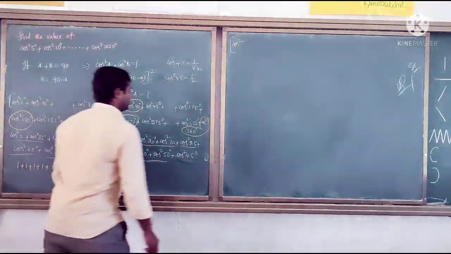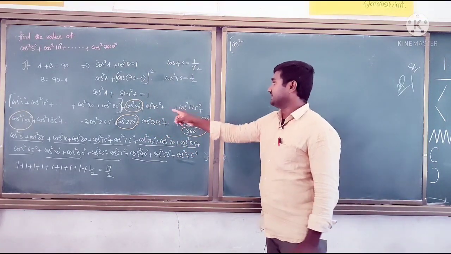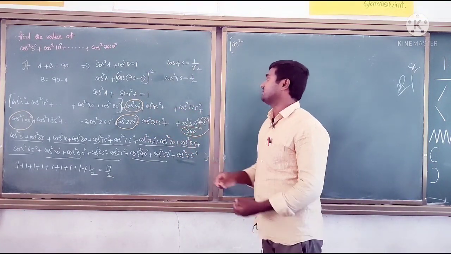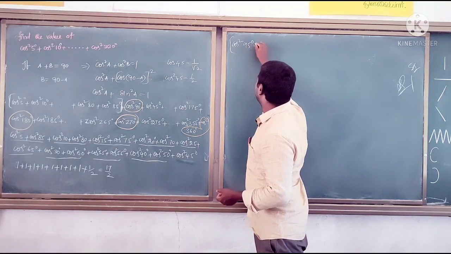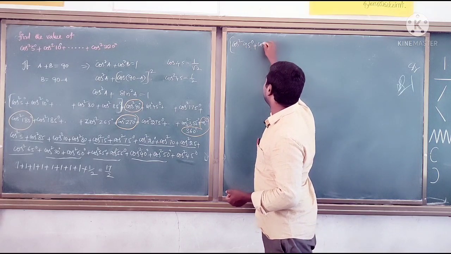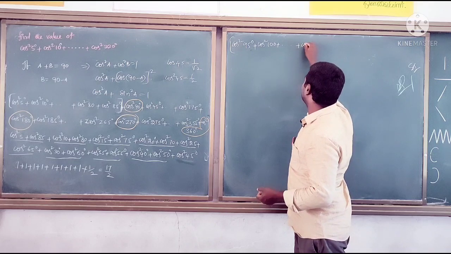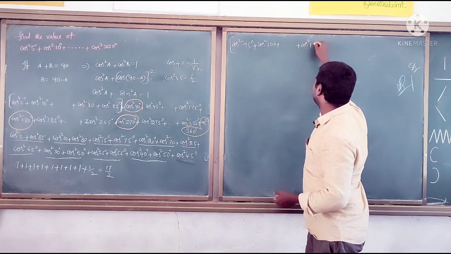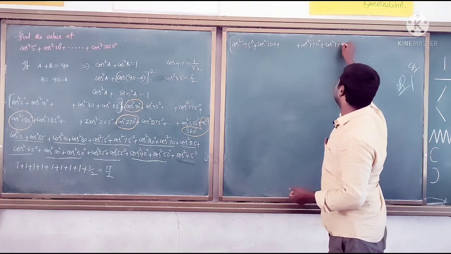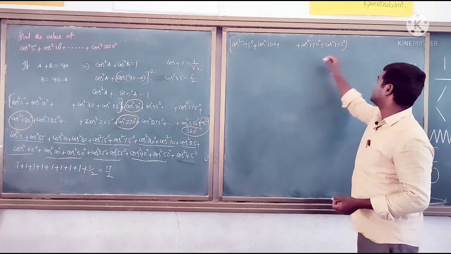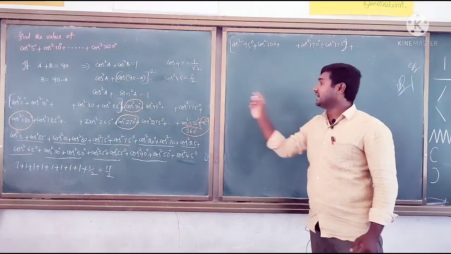Okay, so we can leave these terms like that only and write the remaining terms. So I am writing together cos square 95 degrees plus cos square 100 degrees. Similarly, cos square 170 degrees plus cos square 175 degrees. And the next is, you can leave cos square 180 like that only.